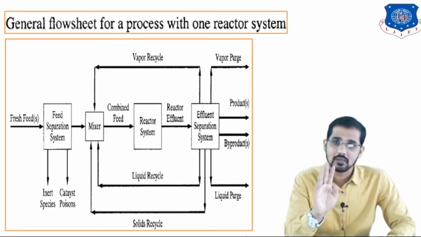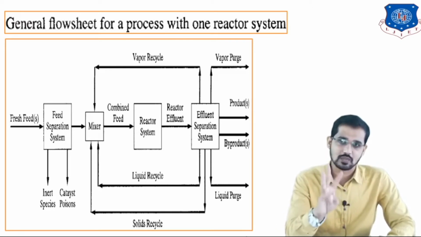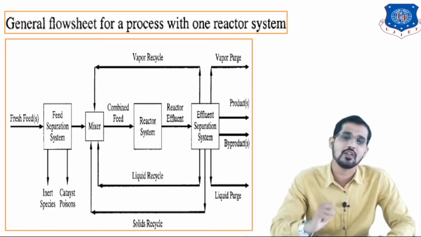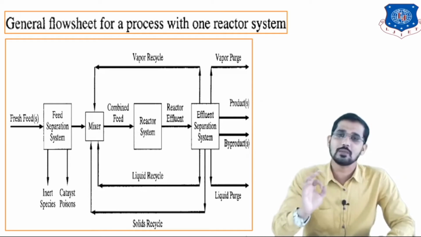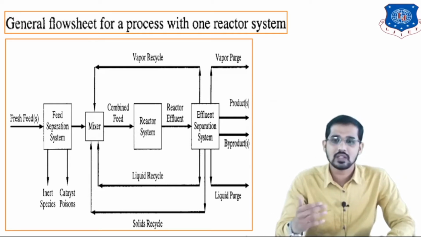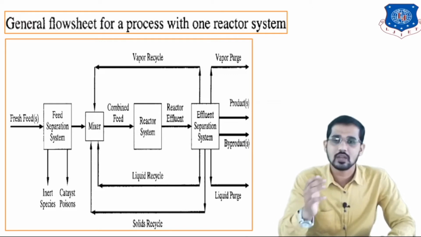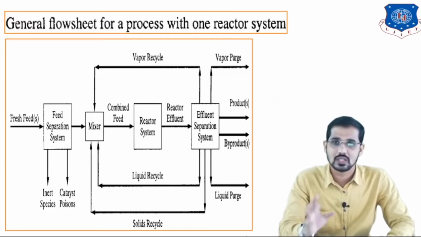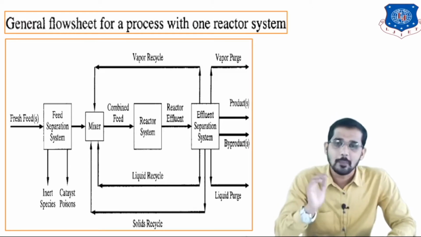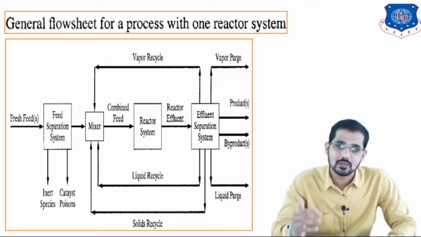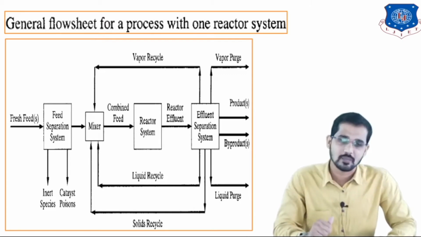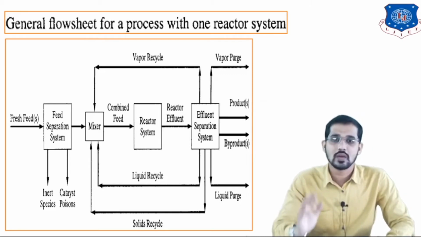I am repeating, here we are using 3 systems. First one is the feed separation system, second one is the reactor system, and then the effluent separation system. In the feed separation system, we are purifying our fresh feeds. After that, we are using the reactor system where all possible, important reactions are taking place in the reactor system. After that, whatever effluent streams are available, all those streams are separated in the effluent separation system. So this is all about this one reactor system.